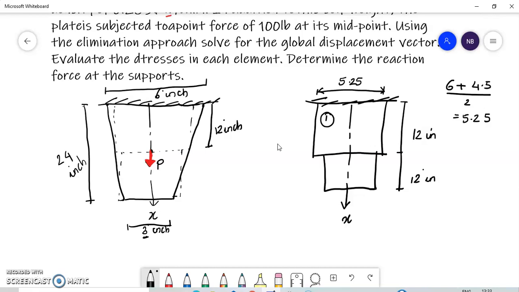This is plate 1 and the second one is plate 2. So we have node 1, node 2 and node 3. So this is 5.25 inches. The second plate will have an average width of 4.5 plus 3 divided by 2, which is 3.75 inches. We need to find out A1 and A2. So A1 and A2 are the cross-sectional areas of element 1 and 2 respectively.